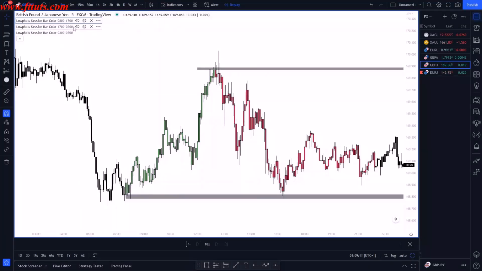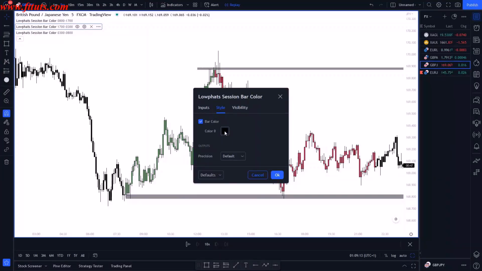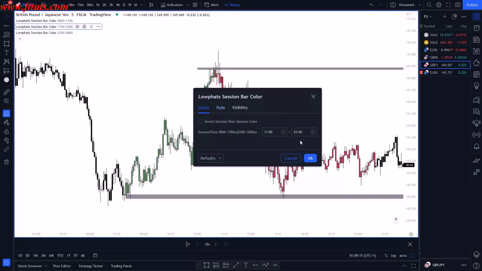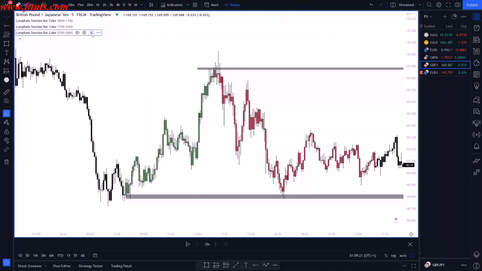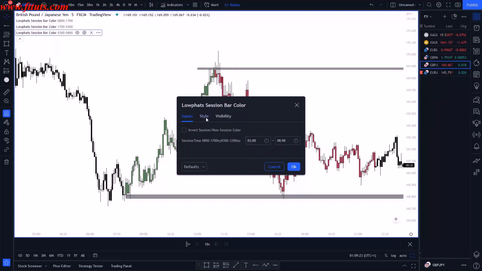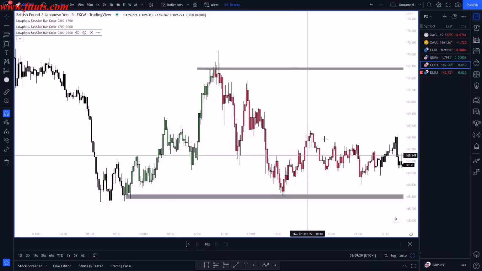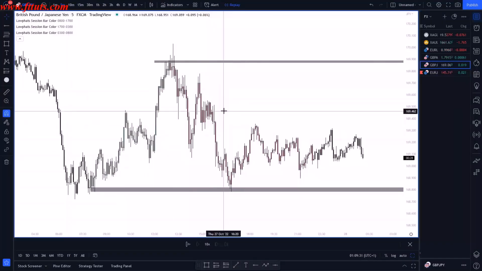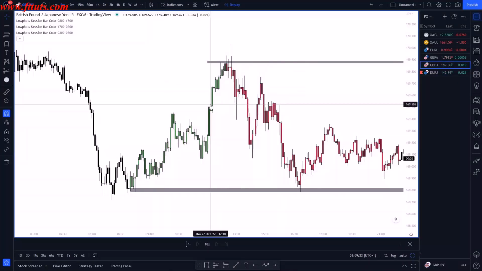Now the second one in settings is black right here. So this is Asia session, and it goes from 5 p.m. until 3 a.m. So that's Asia session. And the third one is obviously London session, which I have in green, and that goes from 3 a.m. to 8 a.m. Now, that is the 3 sessions of the day. They're very important, as I'll show you in the zones bit coming up.